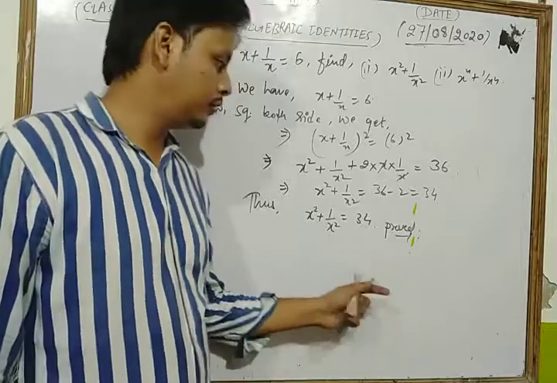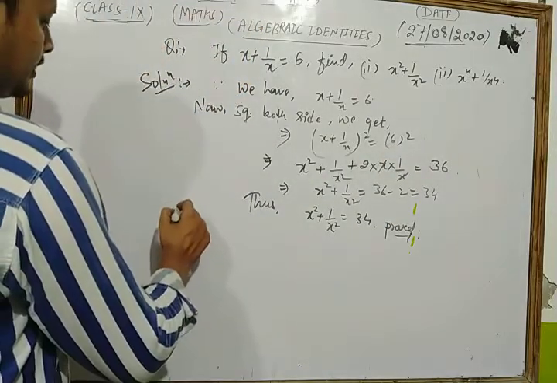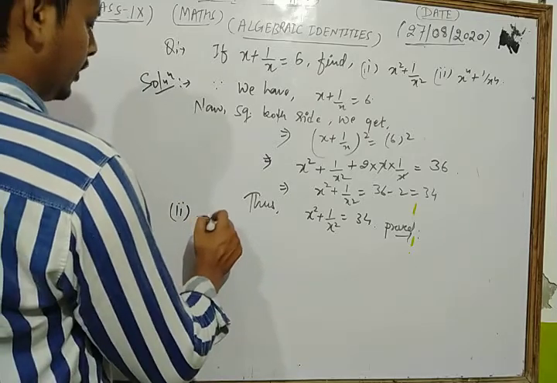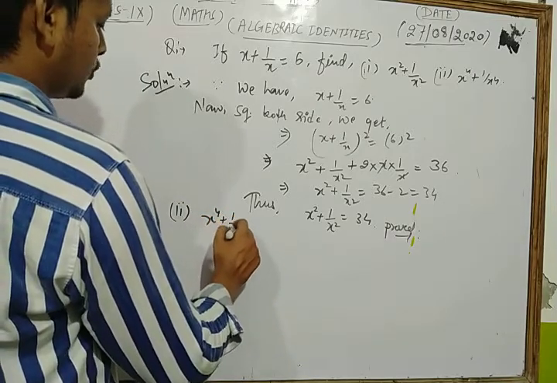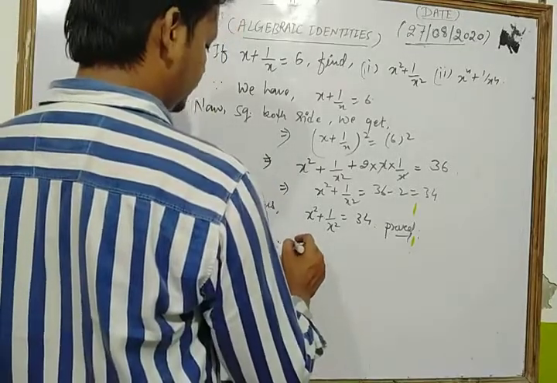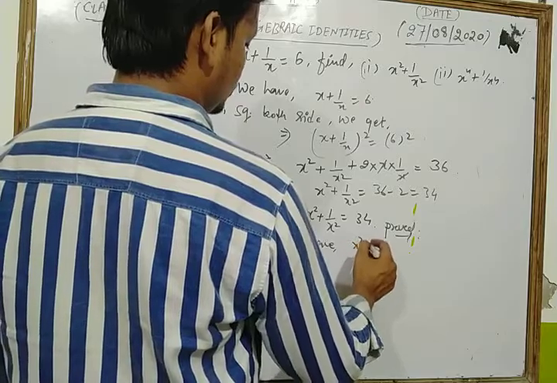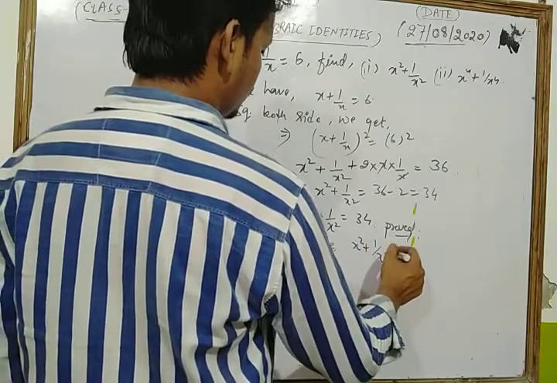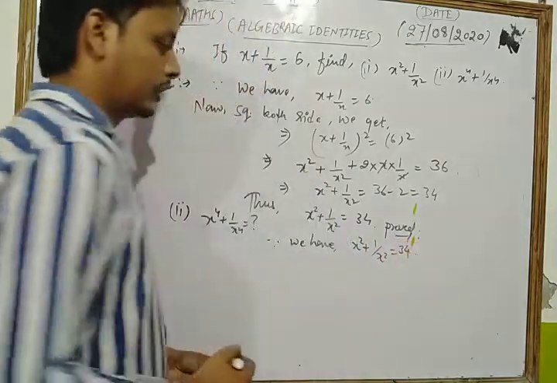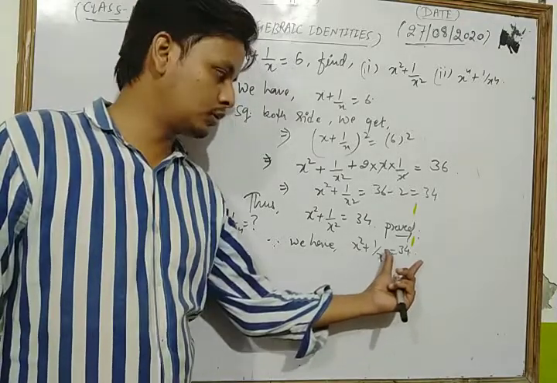Of this question. Now we take and solve the second part of this question. Dear students, in the second part of the question, we find the value of x to the power 4 plus 1 upon x to the power 4. First of all, we have x square plus 1 upon x square is equal to 34. We have the result as x square plus 1 upon x square is equal to 34.